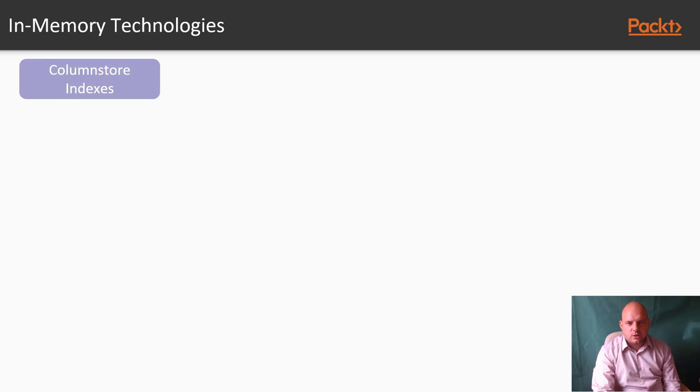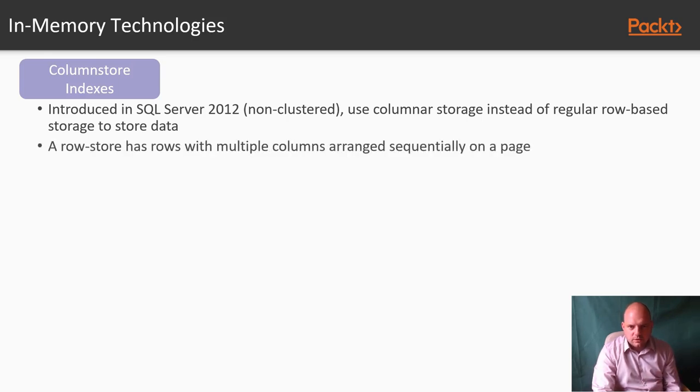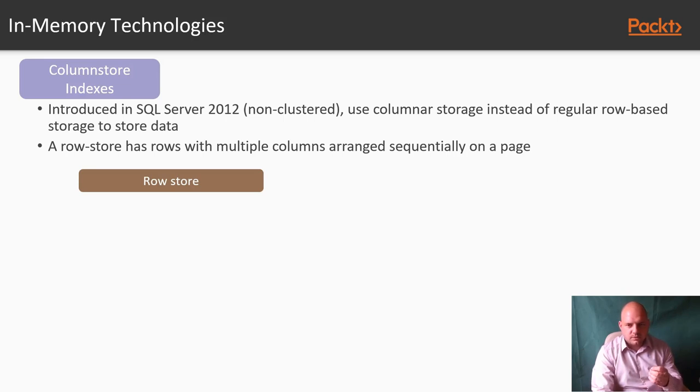Other in-memory technologies include column store indexes. These were introduced in SQL Server 2012. You could have a non-clustered column store index in SQL Server 2012, and they use columnar storage instead of regular row-based storage. A row store has rows with multiple columns arranged sequentially on a page. With a column store, the values of a single column from different rows are stored contiguously. Column store indexes were improved in SQL Server 2014, where you can potentially have a clustered column store index.